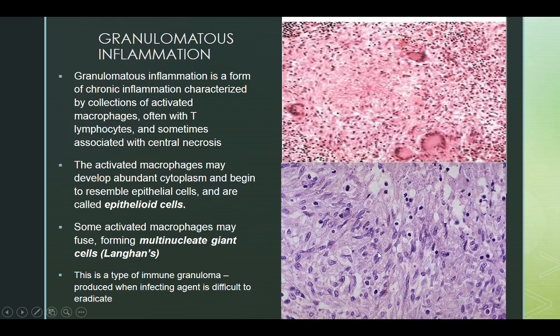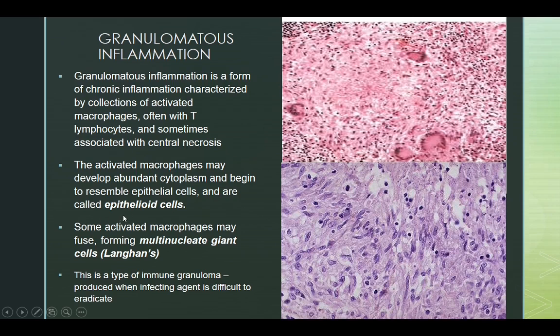In this, you can see the activated macrophages. These activated macrophages may develop abundant cytoplasm and begin to resemble epithelial cells, which are called epithelioid cells. So these macrophages are called epithelioid cells.